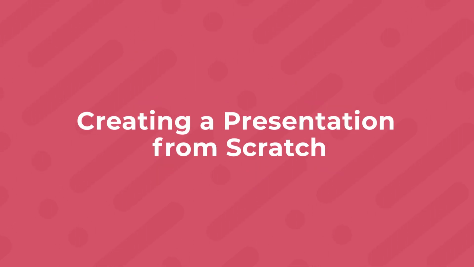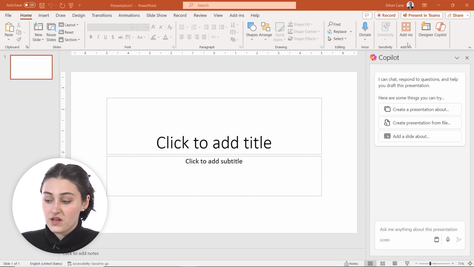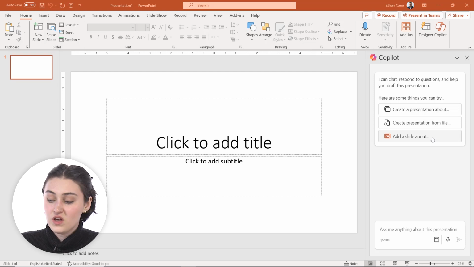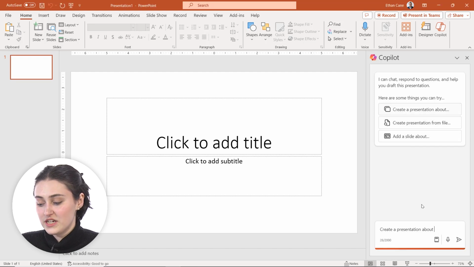To create a PowerPoint presentation from scratch using Copilot, we're going to first open up our Copilot dialog box on the right-hand side. And what's nice is Copilot gives us some prompts already so we can create a presentation about, create something from file, or even add a specific slide. For this example, we're going to create a presentation about.